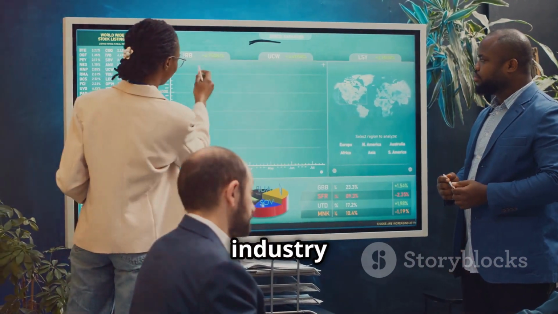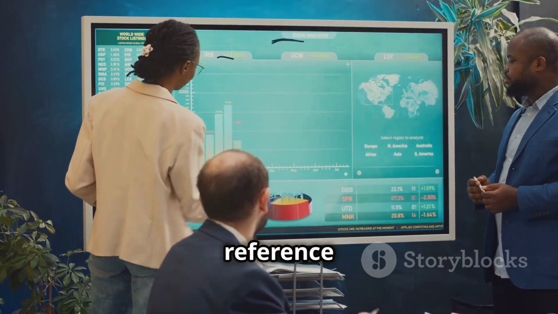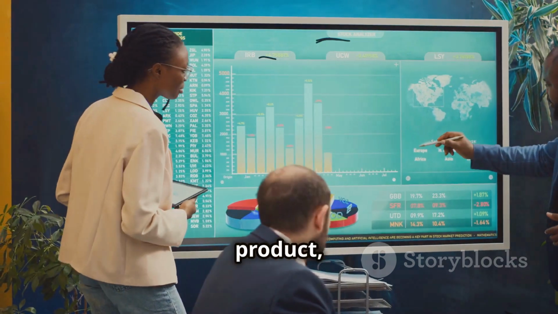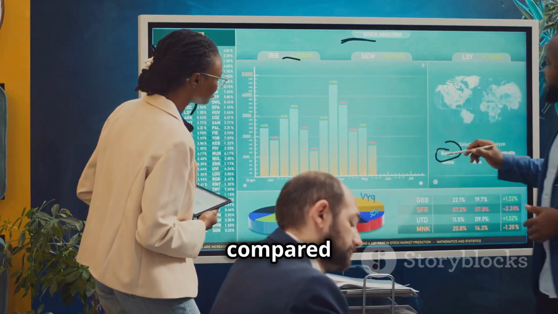Definition. An industry benchmark is a standard or point of reference against which the performance, quality, or characteristics of a company, product, or service can be measured or compared within a specific industry.